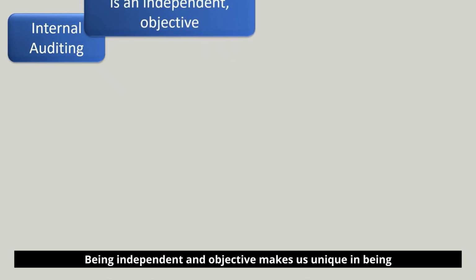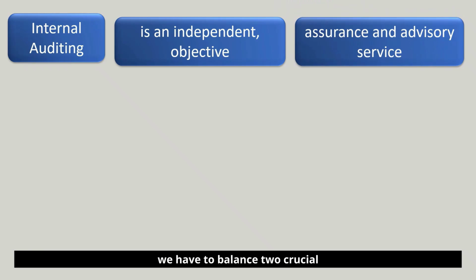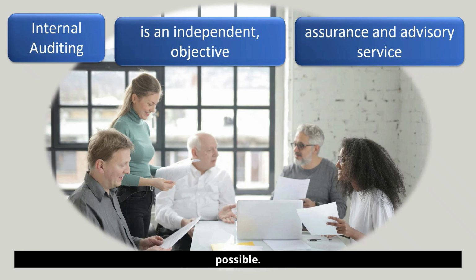Being independent and objective makes us unique in being able to do a great job. It's about standing back and being able to carry out reliable, well-respected audit work that's taken seriously by everyone, which is the cornerstone of your role. We're both an assurance and advisory activity, which means we have to balance two crucial roles. Audit give assurances that all's well, or will report otherwise. But we also act as consultants by helping management improve things where possible. The late Professor Gerald Vinton used to talk about Janus, the two-headed mythological Roman god, which he argued could easily apply to the audit role.